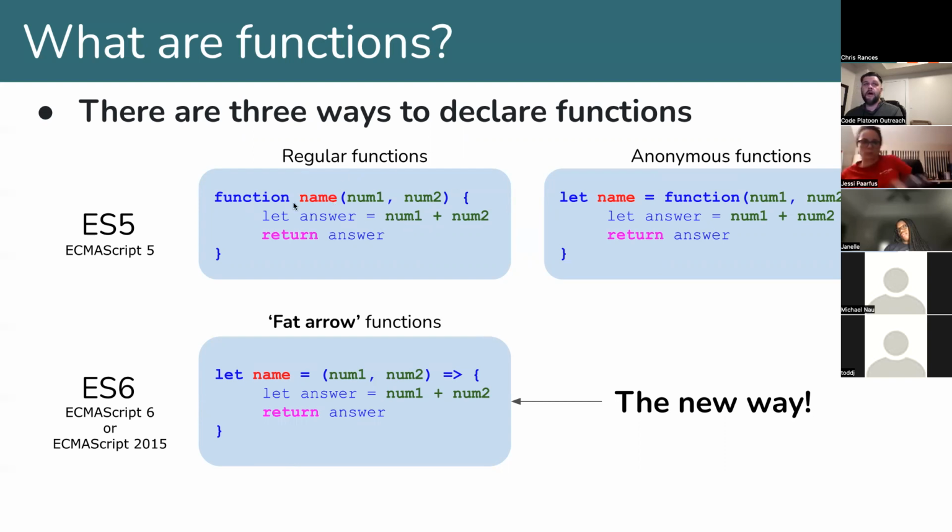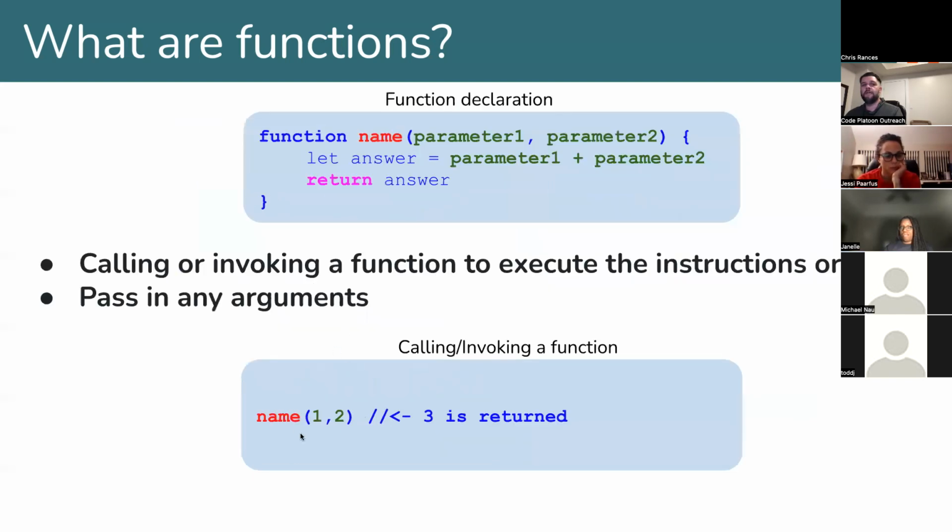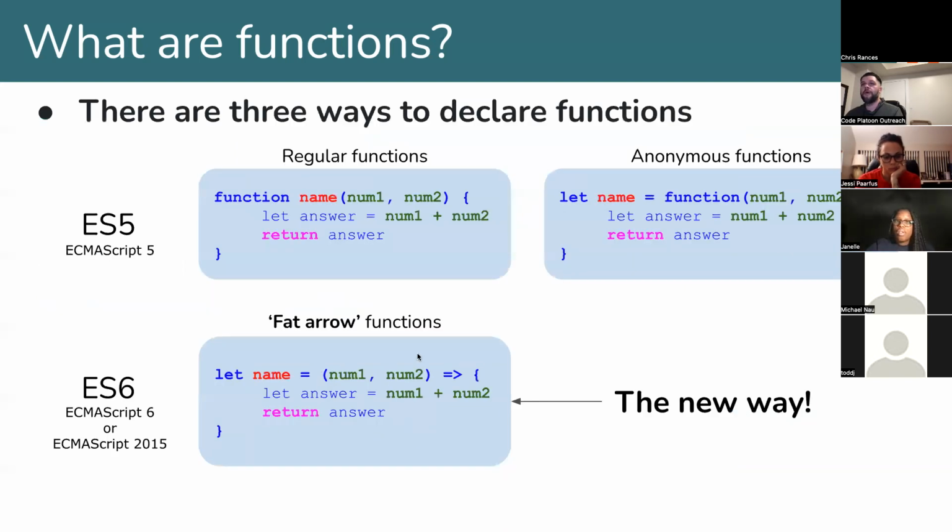So, this just says name, but if I were to do something like this, let answer equal num1 plus num2, I would call this add or addition, right? And so later on, when I see the call of addition 1 and 2, I already kind of know what's going to come out of this function. But when you have an anonymous function and you don't give it a name, sometimes it can be a little bit more difficult to understand what's going on.